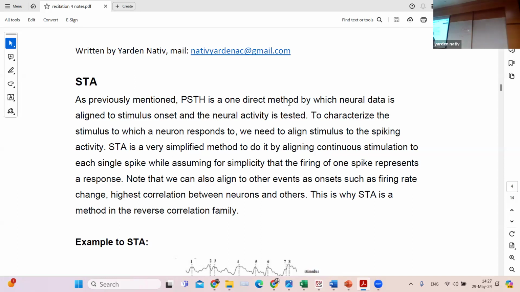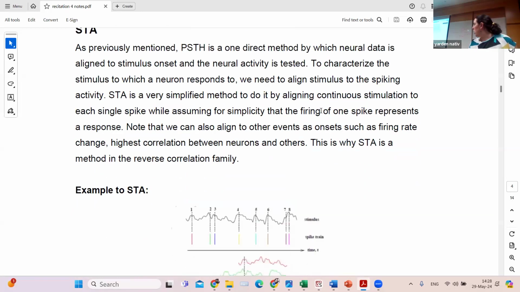Now the STA, it's one of the methods in the family of reverse correlation. Therefore, instead of doing the simpler thing, going from stimulus to the neural recording, in the STA we're doing the reverse. We are going from the neural recording to the stimulus. And by so, we believe that this will help us to explore or to find what is the best stimulus for a neuron. Okay? So let's see here.